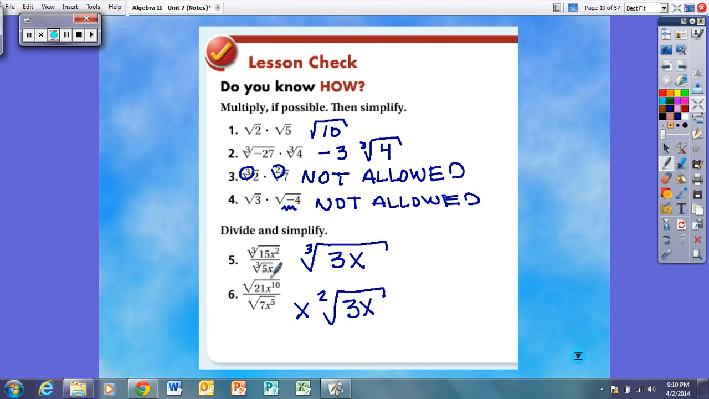In number 5, if you simplify first, you get the cubed root of 3x. And in number 6, simplify first, you actually get the square root of 3x to the 5th. But remember, it's a square root, so you can take 2 of those x's out and you're left with 1 left inside, so you really get x squared. Sorry, I should have made that look more like x squared and not the index. That should be x squared times the square root of 3x.